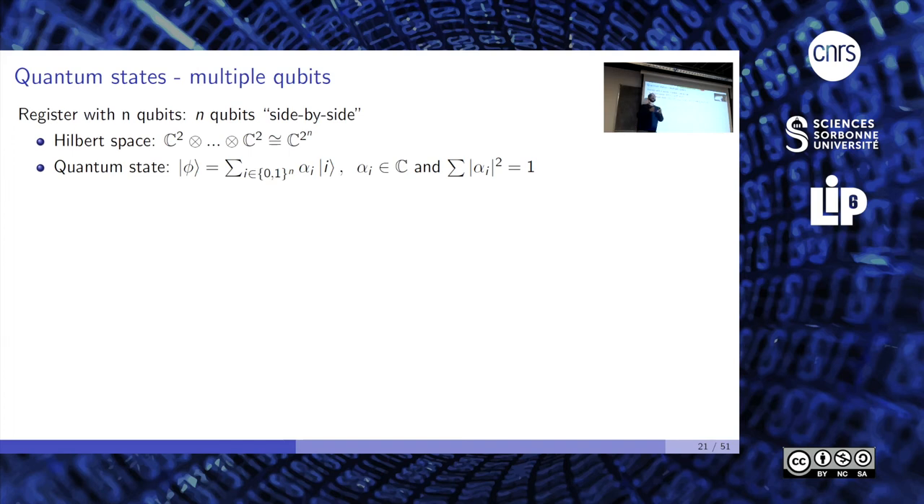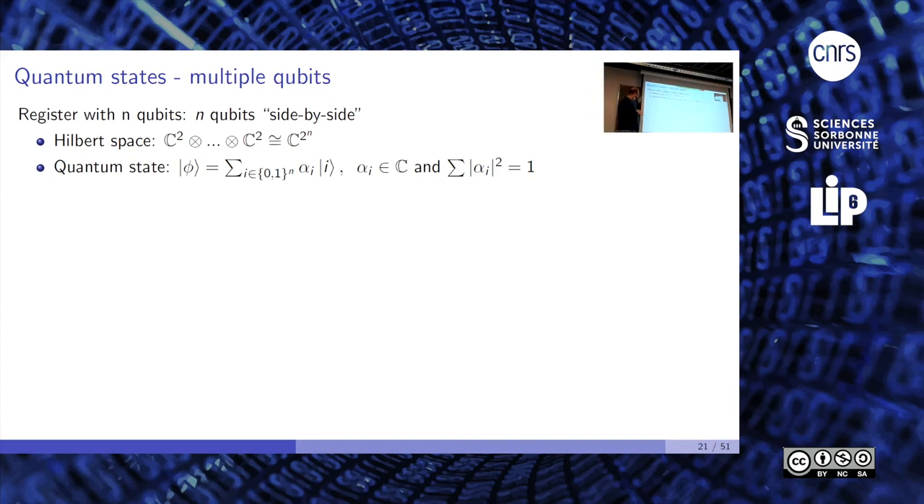So the idea is that if you have n qubits, then you can explore a 2 to the n dimensional Hilbert space. And your quantum state is now the superposition over all possible n-bit strings i of alpha_i with the quantum state |i>. You can think about |i> as the i-th canonical basis vector. And again, we need the quantum state to be a unit vector in this complex space, so we need all of these alpha_i to be complex, and the sum over their norm squares to be equal to 1.